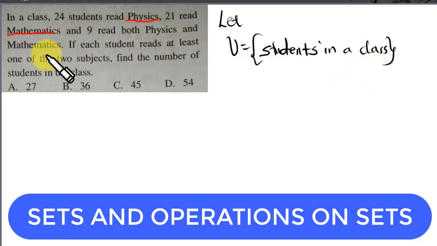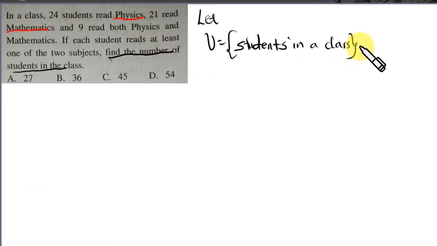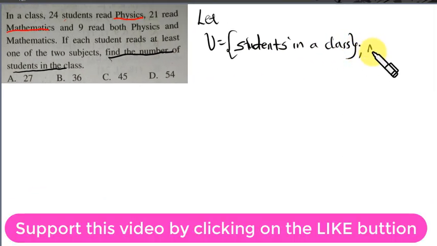If you observe the question, it says that in a class, 24 students read physics, 21 read mathematics, and 9 read both physics and mathematics. If each student reads at least one of the two subjects, find the number of students in a class. So in other words, we have to find the size of the universal set. That means we do not know the number of students in U; of course, that is unknown.